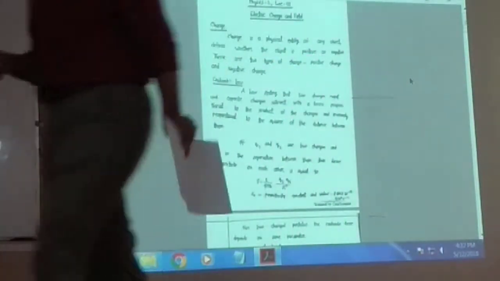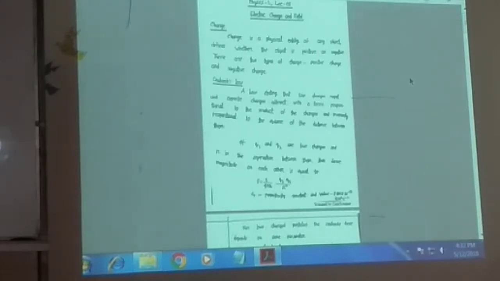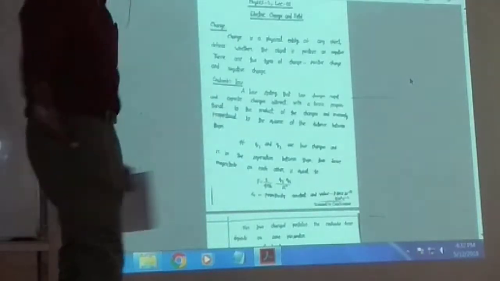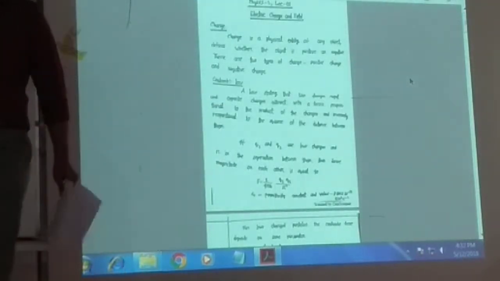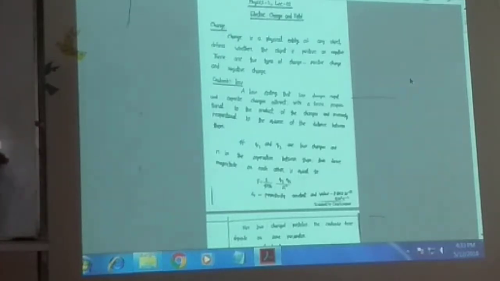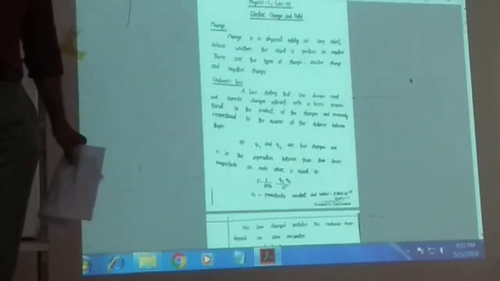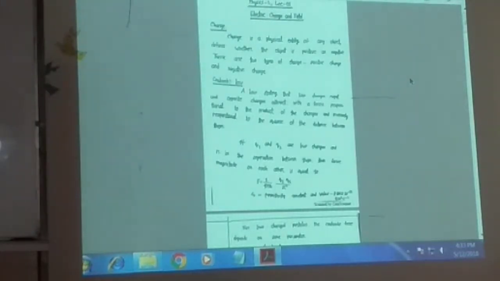Electric charge and electric field. So before discussing the electric charge and electric field, we will have to know actually what is the charge. Okay, what is the charge? Now, first and foremost, the concept of the charge. The definition of charge is exactly the physical entity of any object. The charge is defined by the physical entity of any object.